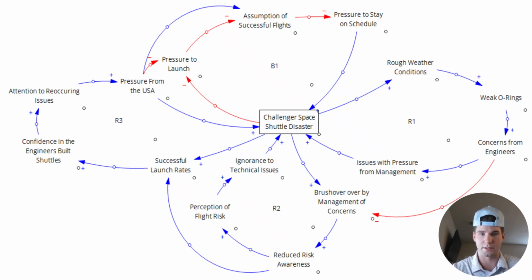And then we go to the confidence in the engineers, the technicians, the shuttles built, and everyone with the NASA space program. They were all confident in what they had built because of all the successful flights, and again, it was bound to happen. Something like this was going to happen. And with the weak O-rings, each time something burned, the attention to recurring issues was extremely bad, to the point where they just brushed it over and wanted to keep going with the successful timeline they had.